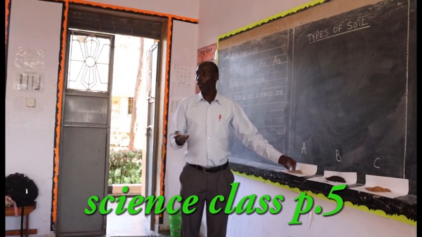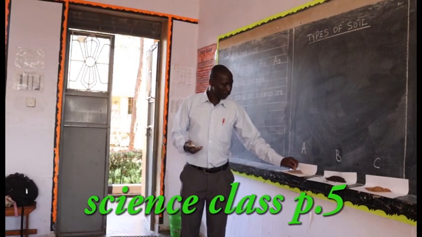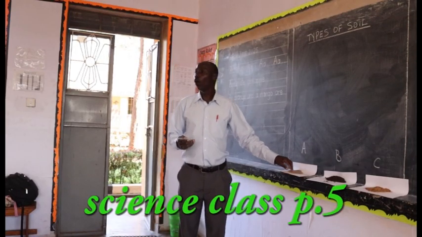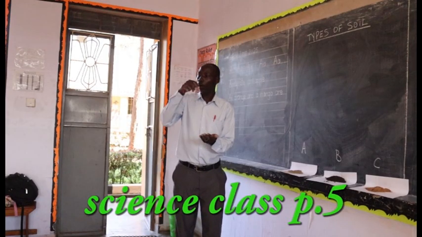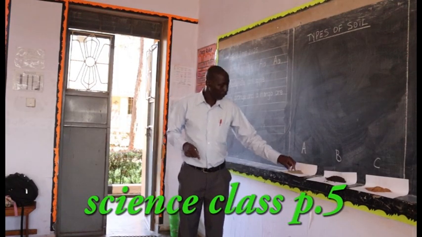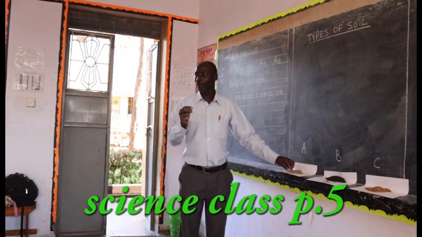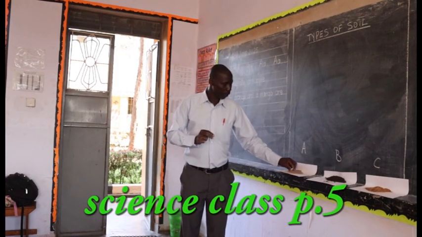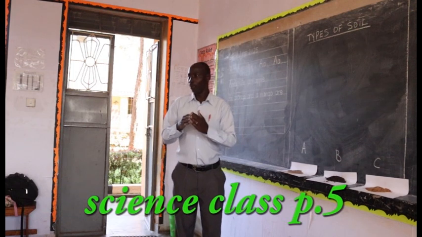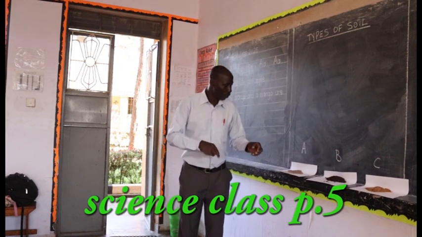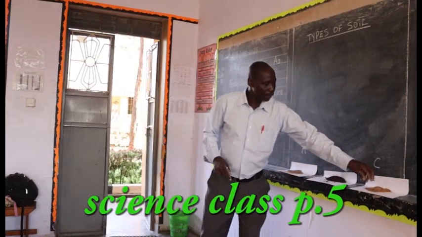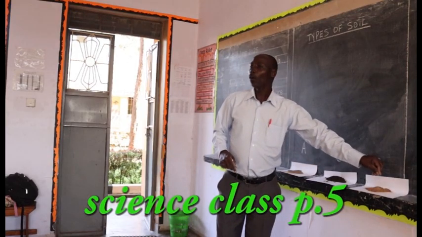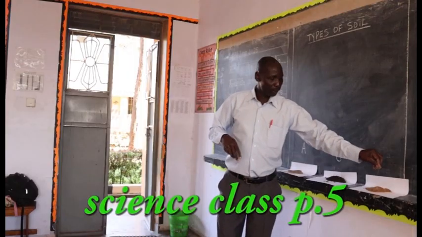It holds what? Water. That's why it is not very good for growing crops, because it holds water on top. It does not allow water to pass through because of the fine particles. It has got very fine particles, so the air spaces are minimal. So water cannot easily drain in clay soil. But water can drain easily in sand soil. Why do you think water drains easily in sand soil?